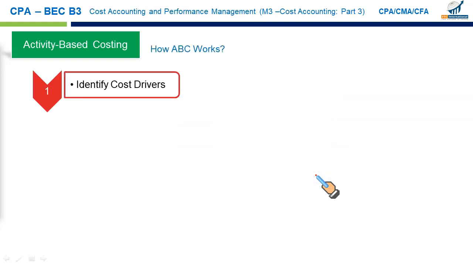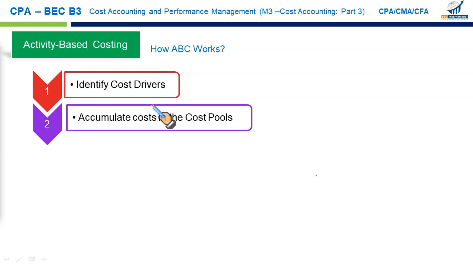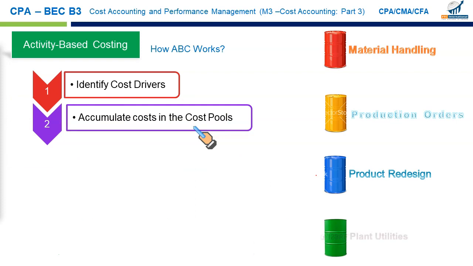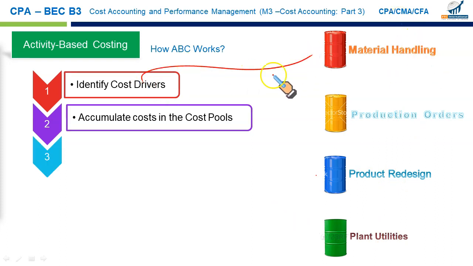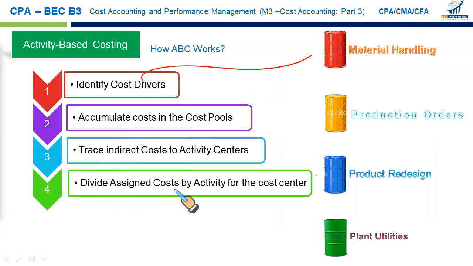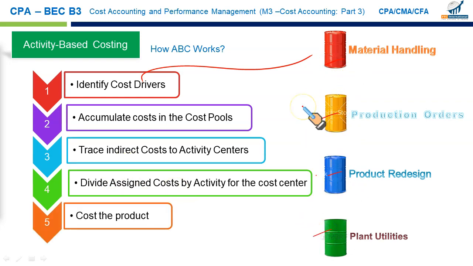So how does ABC work? There are some steps. You need to first identify cost drivers. What are the activities that are causing the cost to go up? Then we will accumulate cost in the cost pools. We'll discuss all these through a step-by-step approach in a detailed example. This is how we establish cost pools: material handling, production orders, product redesign, plant utilities. And each cost pool should have a cost driver. Using this cost pool and cost driver, we will establish a rate. We divide the assigned cost in these cost pools to get the rates, and then we will use these rates to eventually cost our product. So I will explain all these points. It's just how it works.